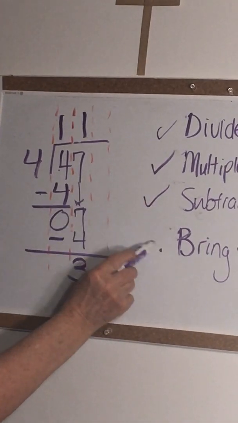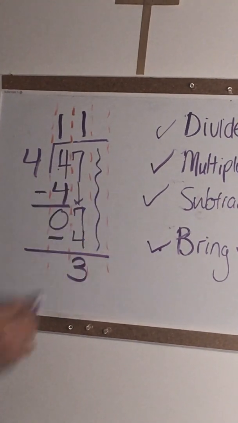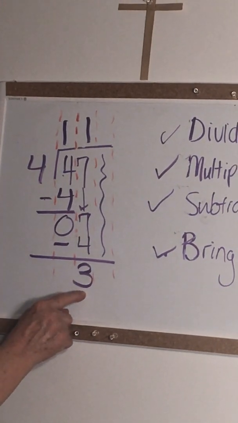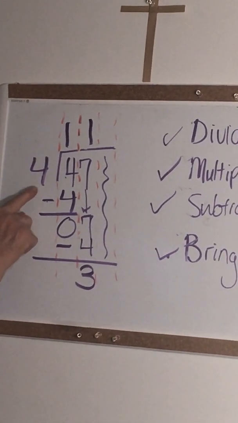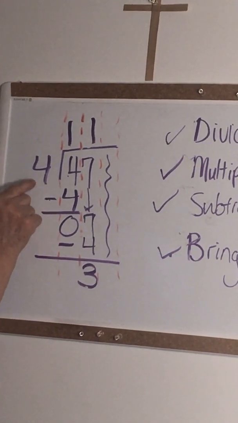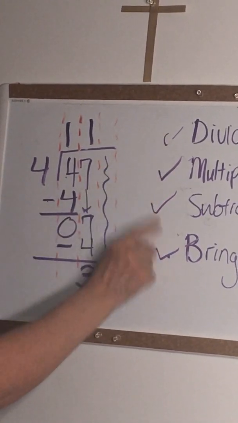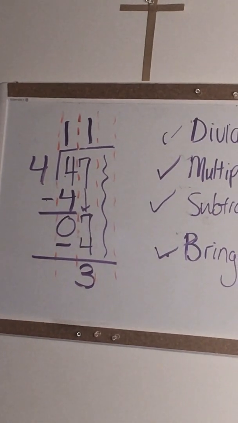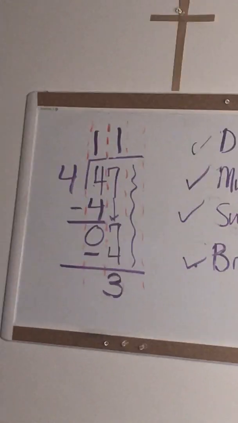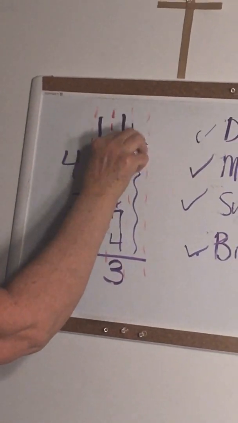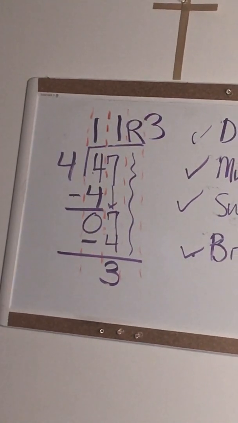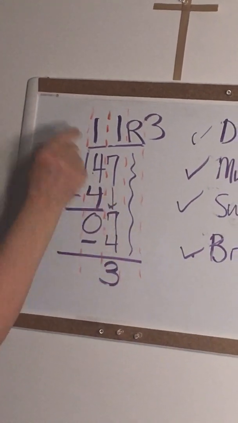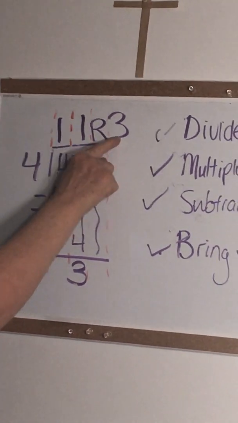Do I have anything to bring down? Nope, nothing here. Am I done with this problem? I can tell I'm done because this number is less than 4. If this number was equal to or more than 4, I'd have another division problem. But it's not. 3 is less than 4. So I'm done. So what does that make 3? It means it's a remainder. So I have to put my R3. So my answer to 47 divided by 4, the quotient, is 11 with a remainder of 3.